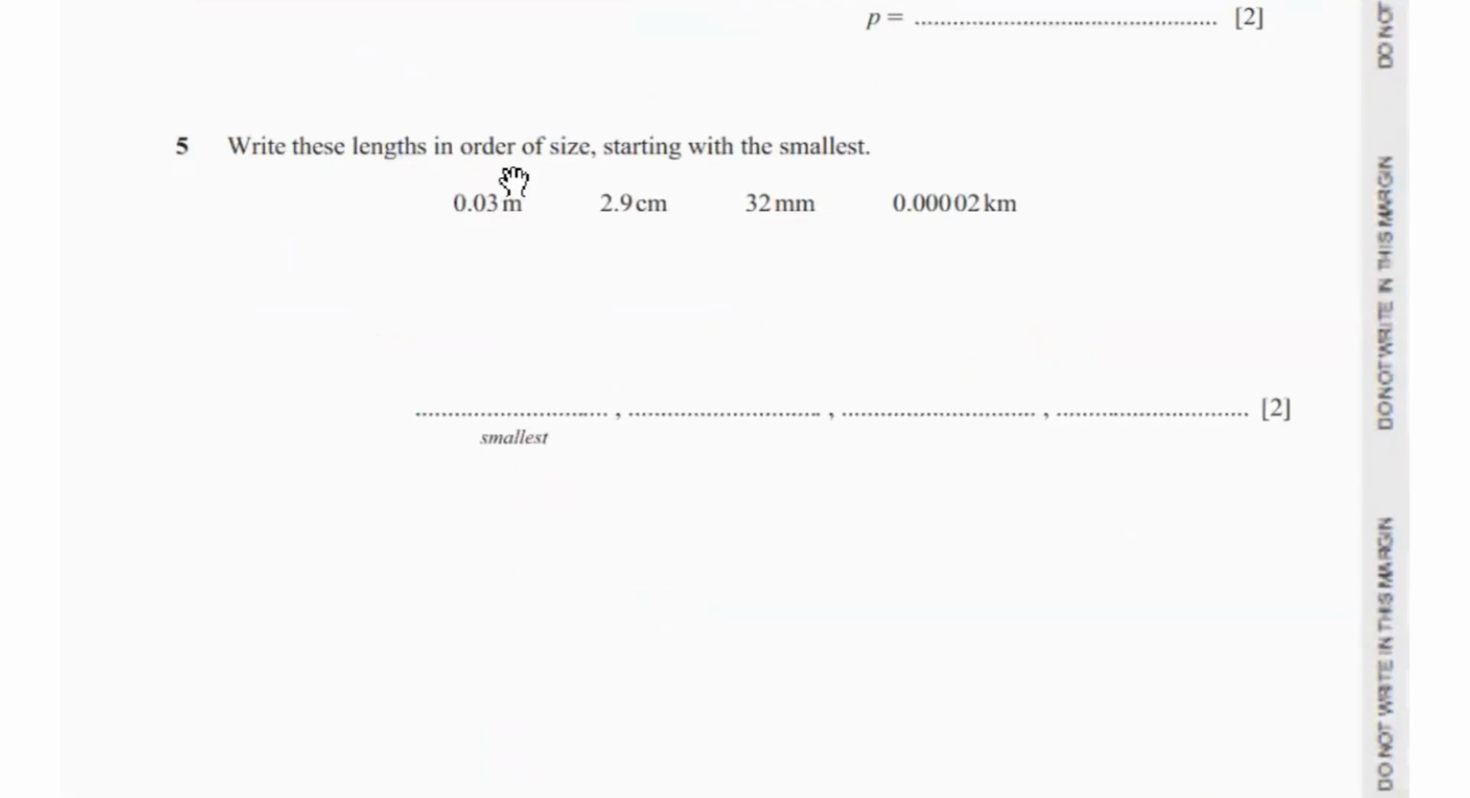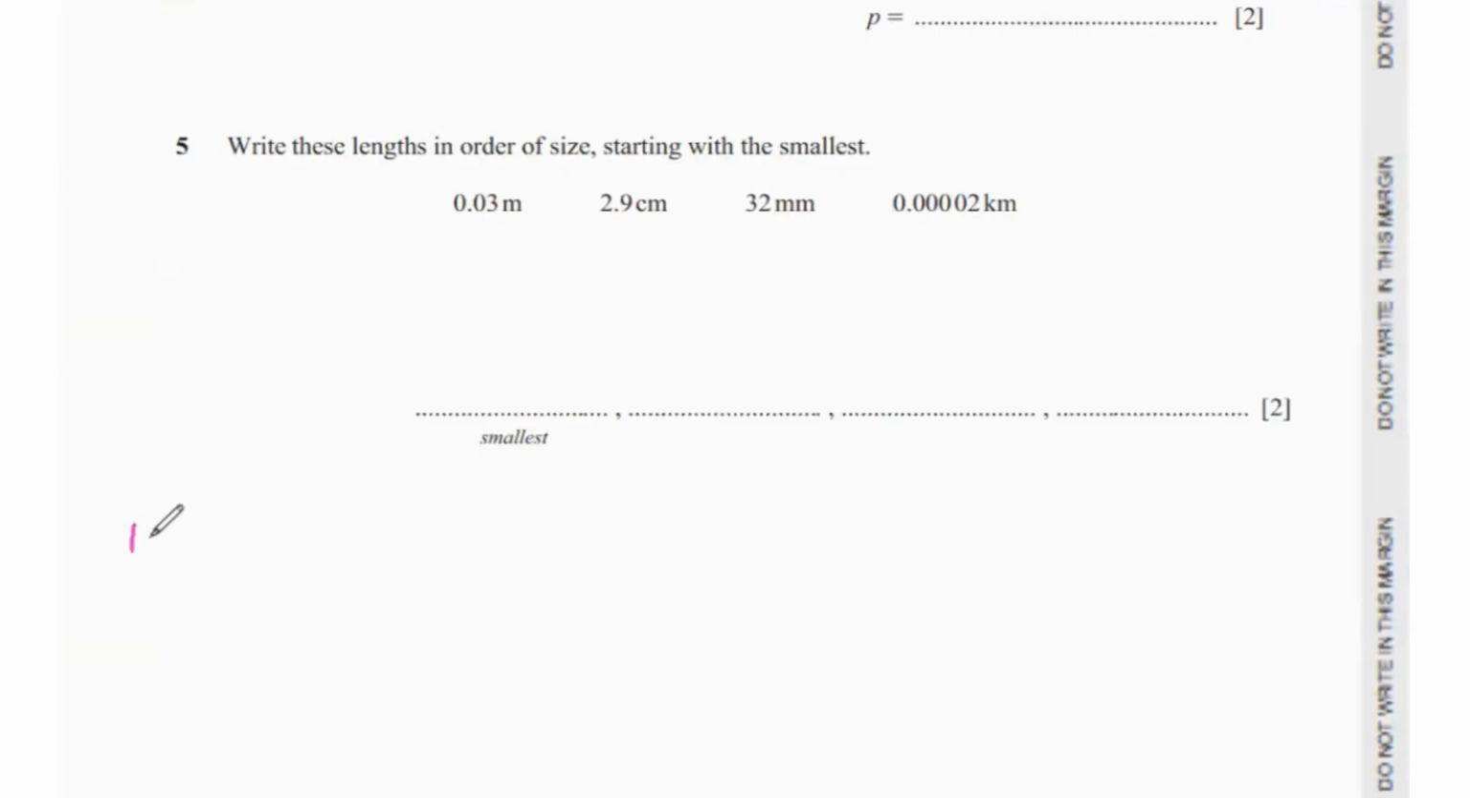Question 5 says write these lengths in order of size, starting with the smallest. So if you look at the lengths, we have meters, centimeters, millimeters, and kilometers. For us to compare these lengths, we need to convert them into one metric unit first, and then compare them. First you decide which metric unit you want to convert them in. I'm going to pick millimeters. Why? Because that's the smallest measurement given, and it's easier to convert a bigger unit into a smaller unit rather than going from a smaller to a bigger.